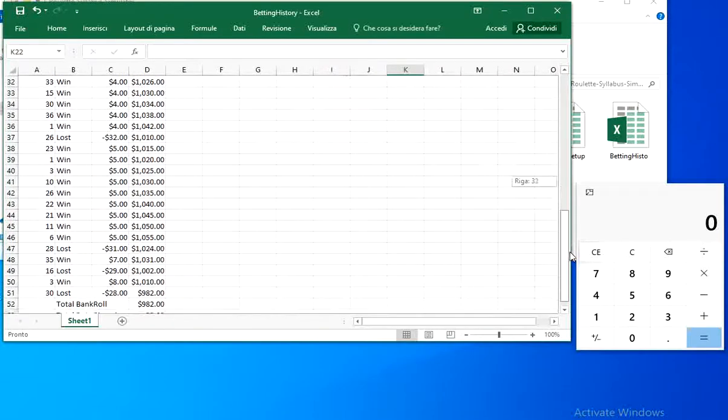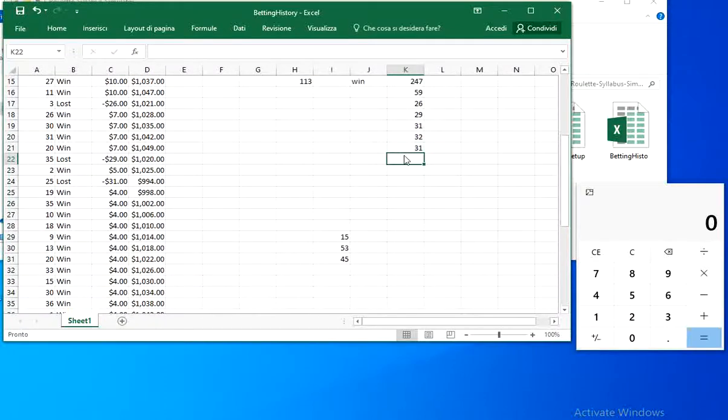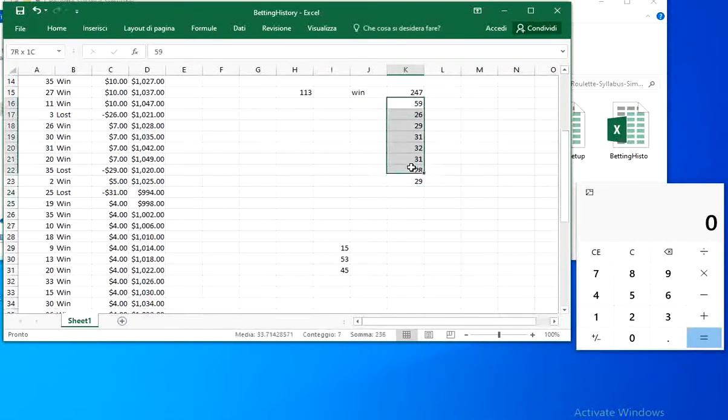You have a 29 and 28. Good. 29, 28. These are all losses. 29 and 28. Everything is okay. So let's go. Let's tabulate all the losses, which is 265. All right.